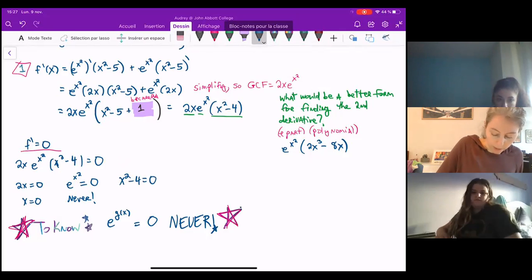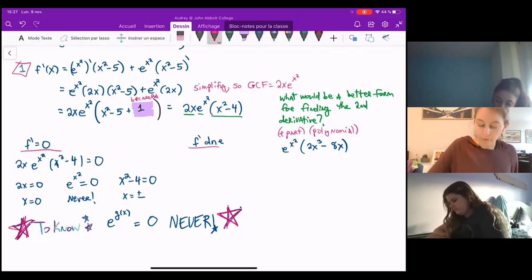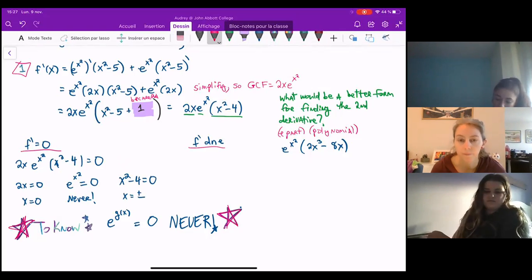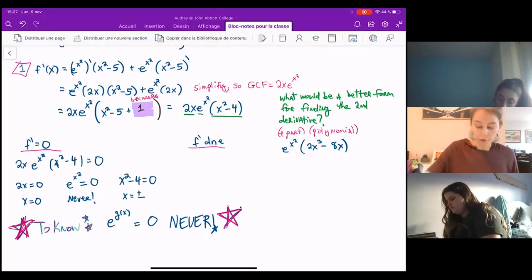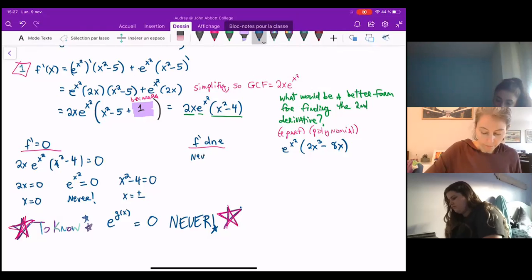x equals plus or minus 2, you got it. And then I'm going to do f prime does not exist. Is there any division by 0 or negative under a square root here? So this also never happens. So we're just going to write never here.